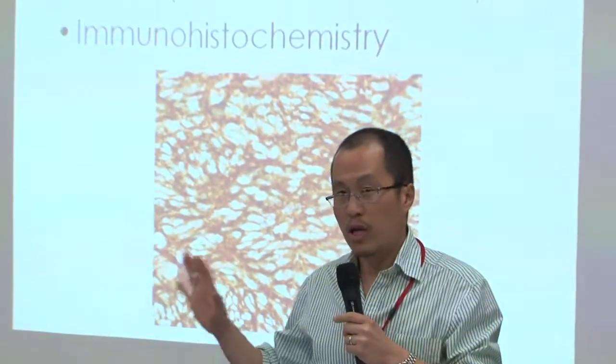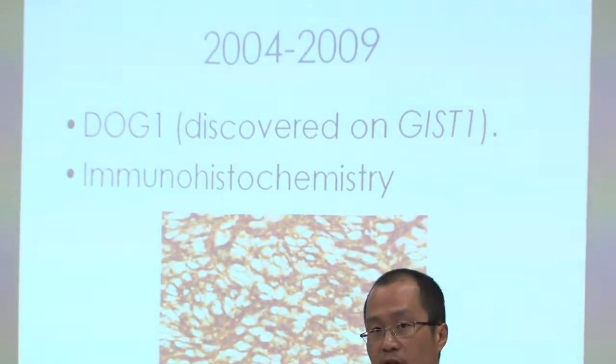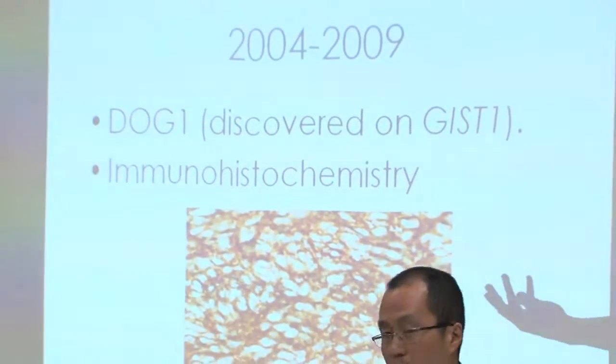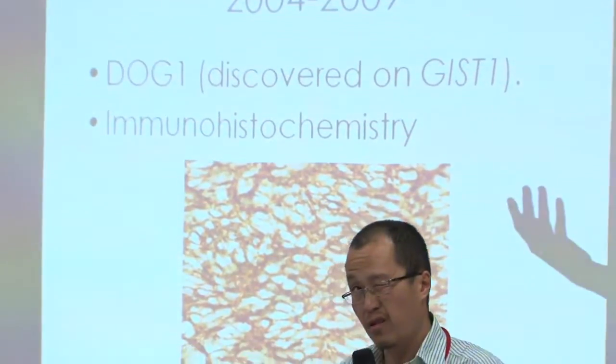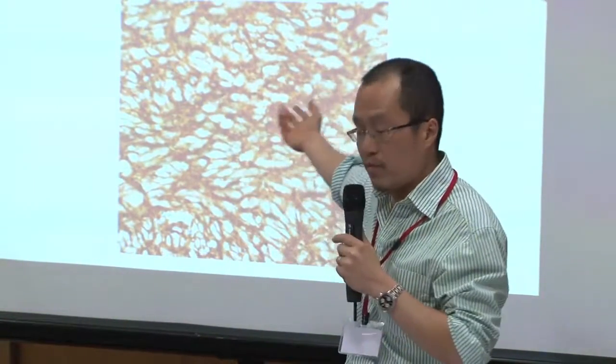Okay, the next step on our journey covers a longer time period, and the reason why it starts in 2004 is because this was the first year a paper described the antibody DOG1, okay? But it wasn't until 2007, 2008 or so that commercial companies started producing the antibody. And it's nothing to do with canines, it's named after, discovered on GIST1.